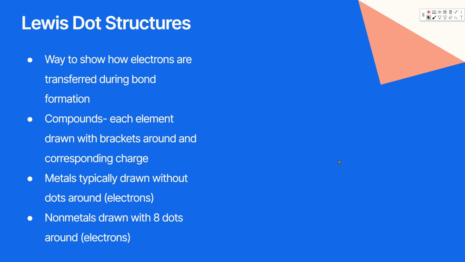Lewis dot structures are ways to show how electrons are transferred during bond formation. When drawing compounds, each element must be drawn in its own brackets, with its corresponding charge in the top right. Metals are typically drawn without dots around them because they lose electrons, while nonmetals are drawn with 8 dots around them because they gain electrons. When drawing diagrams for polyatomics, put brackets around the entire polyatomic ion and do not separate the elements.